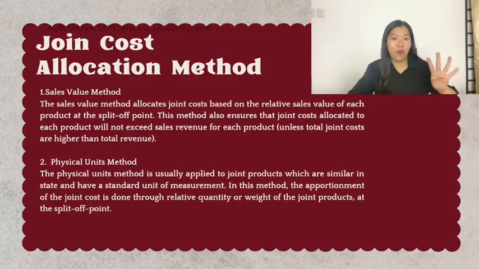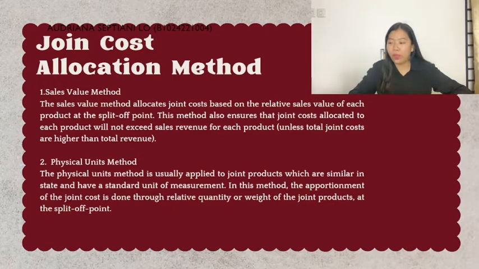There are 4 joint cost allocation methods. The sales value method allocates joint cost based on the relative sales value of each product at the split-off point. This method also ensures that joint cost allocated to each product will not exceed sales revenue for each product, unless total joint costs are higher than the total revenue.